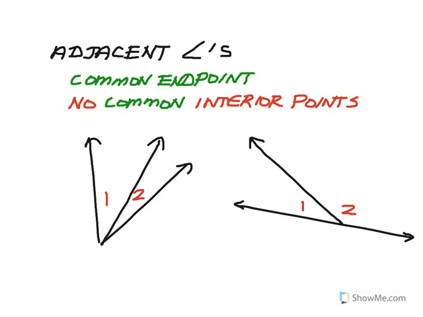A few more terms. When we talk about adjacent angles, we talk about two angles that are right next to each other. They share a common endpoint. In both these cases, angles 1 and 2 have the same vertex, and the angles share one common side, but no common interior points. So they're just right next to each other and they don't overlap at all. In both these cases, 1 and 2 are what we call adjacent angles: common endpoint and no overlapping interior points.